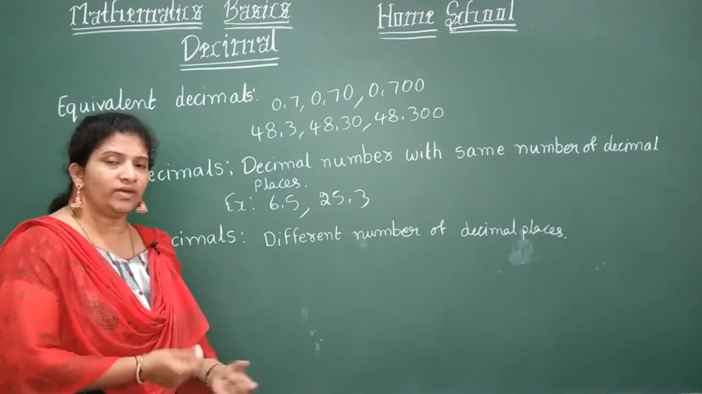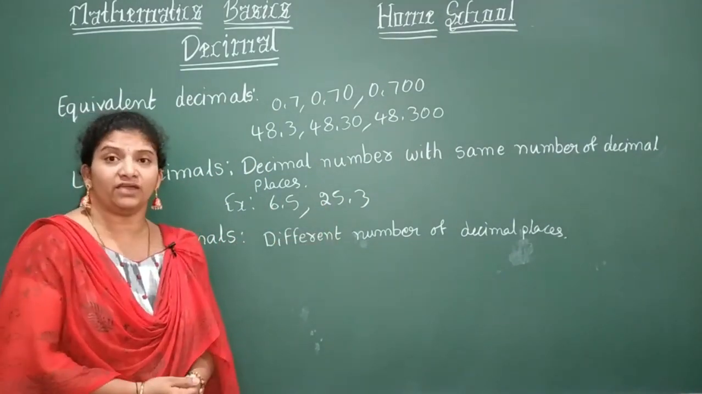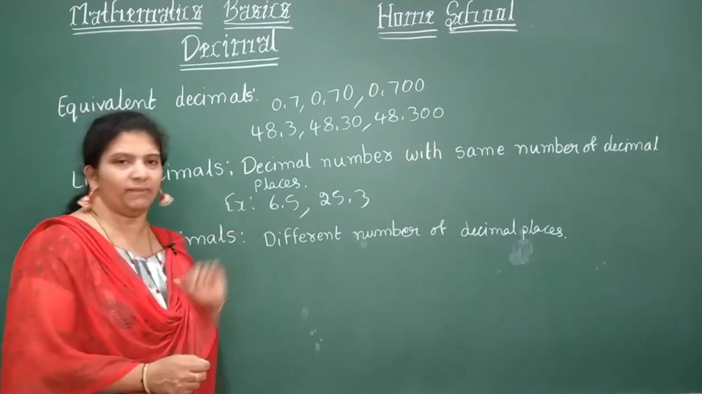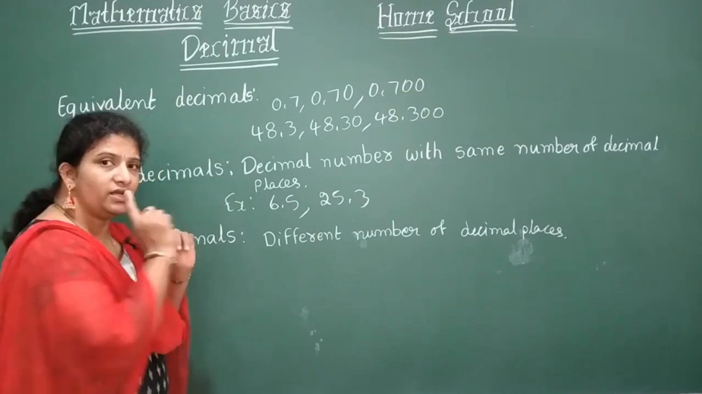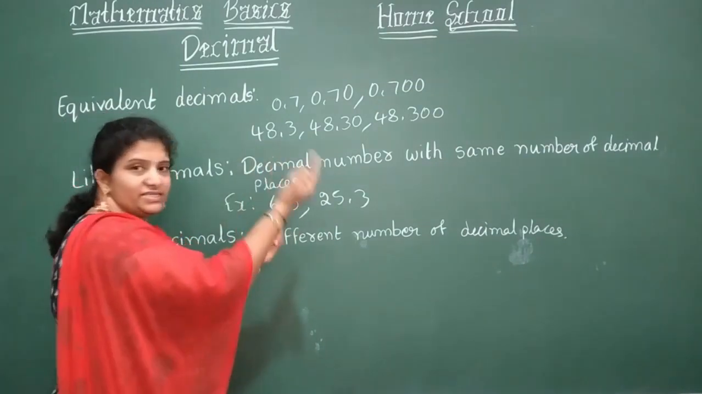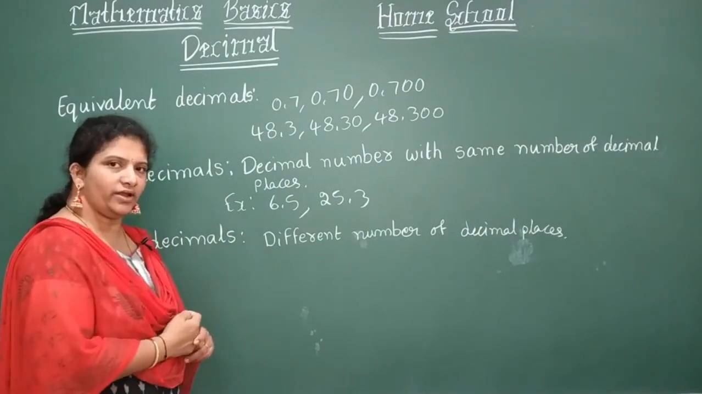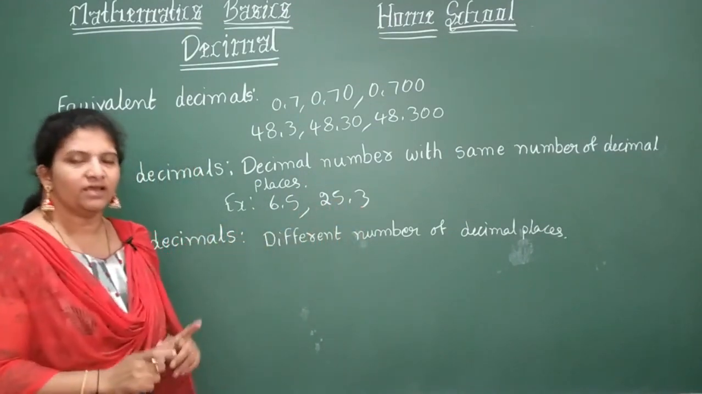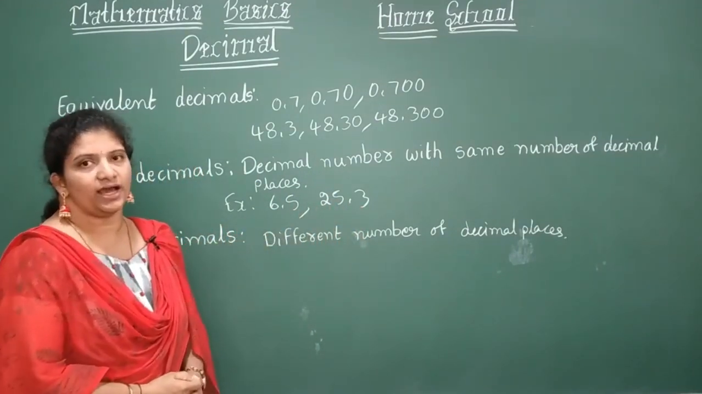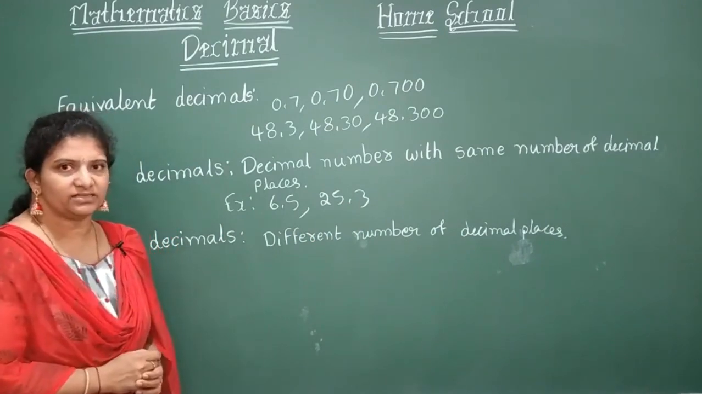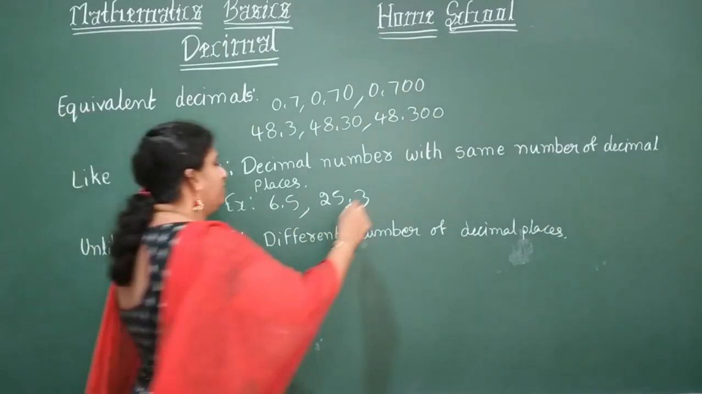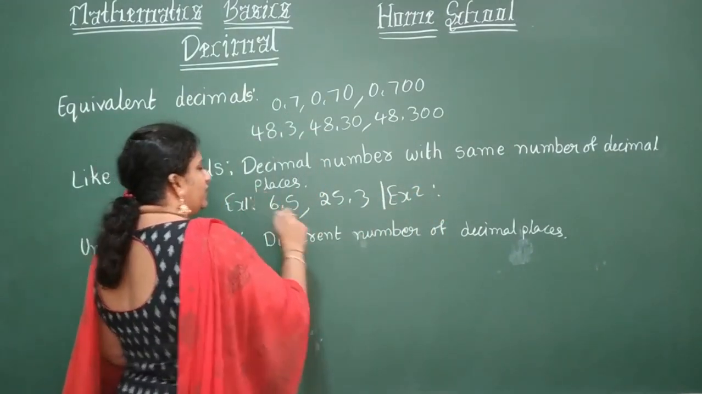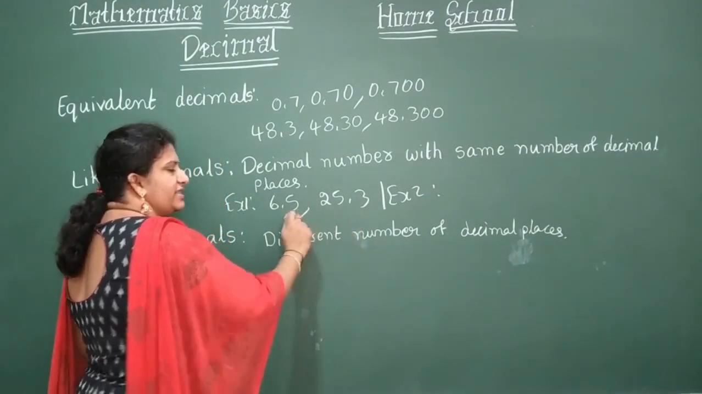How, children? You may think, oh, this is 6 and this is 25. How can I say it is the same? No, you should not consider the number part. What do you need to compare here, children? Only the numbers after the decimal point. After the decimal point, these are all decimals, right? If the number of decimals is the same, then those two decimals are called like decimals. Shall I show you one more example here? Example 2. Here 1 decimal, here 1 decimal. So I say these two are like.